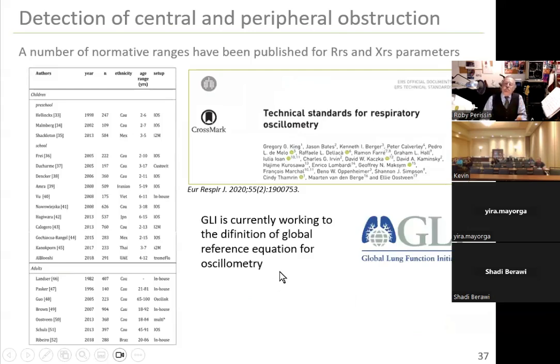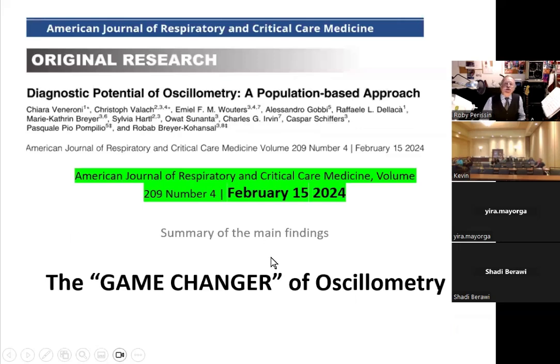Oscillometry has normative ranges from 3 years of age to 90 years of age, so it's no problem. You will always be guided and told when a parameter is outside the range.